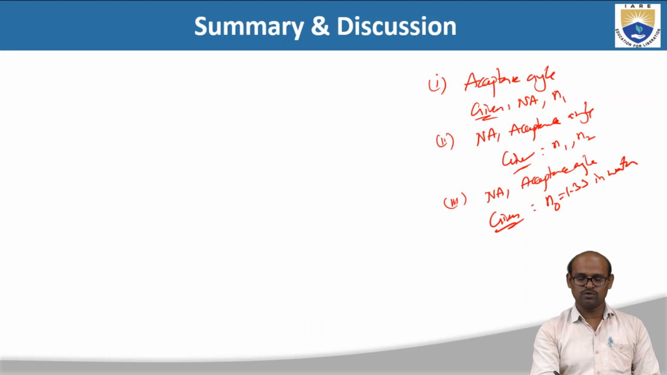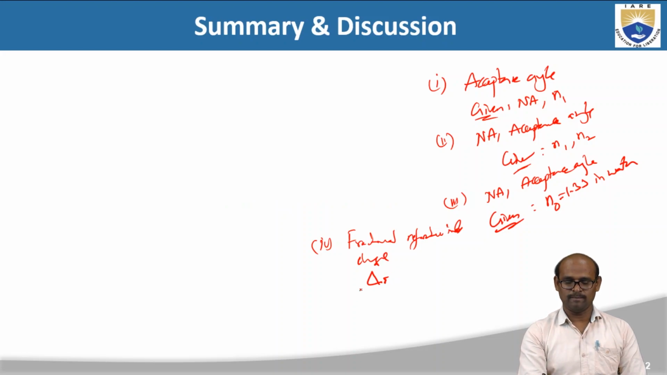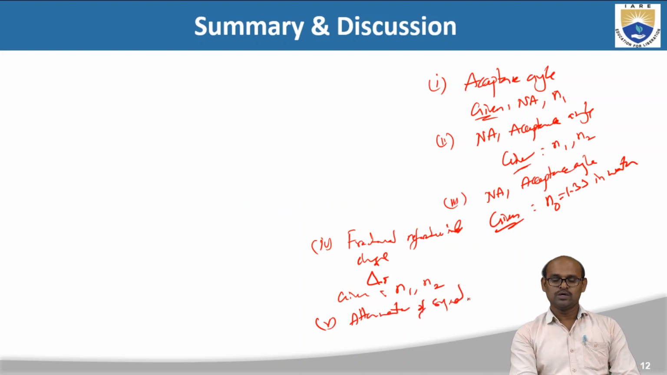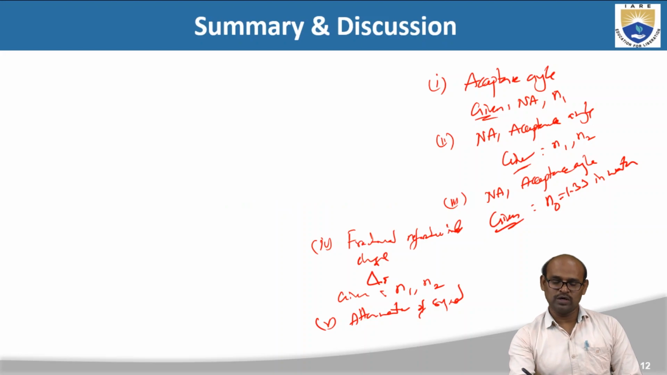Okay, then in the fourth problem we discussed fractional refractive index change, that is delta, which we calculated given the refractive index of core and cladding. Finally, we calculated the attenuation of signal. To calculate all these, acceptance angle, numerical aperture, fractional refractive index and attenuation of the signal, we have used four different formulas.